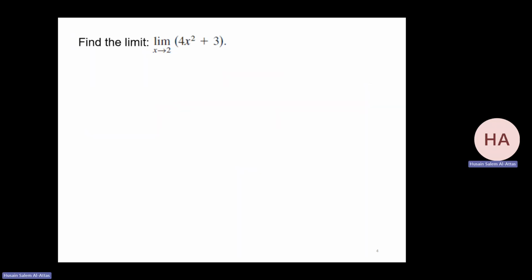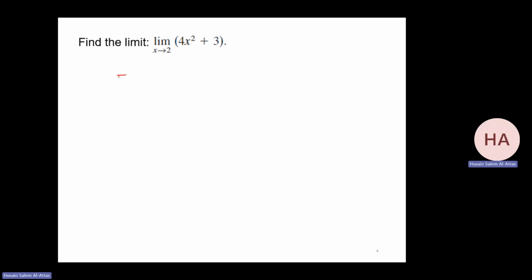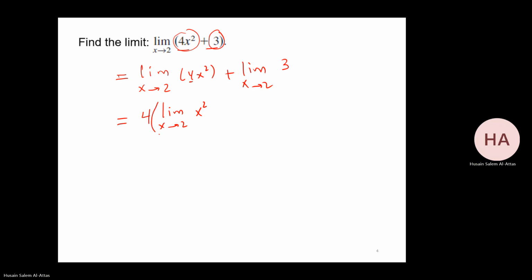So if I want to do this, actually I will substitute, but just to follow these rules, we can say this one is the sum of two functions, where the limit of this function exists and the limit of this function exists. So I can distribute the limit: limit as x goes to 2 of 4x squared, plus limit as x goes to 2 of 3. Now this is a constant times the function, so I can take the constant outside. Plus limit as x goes to 2 of 3.